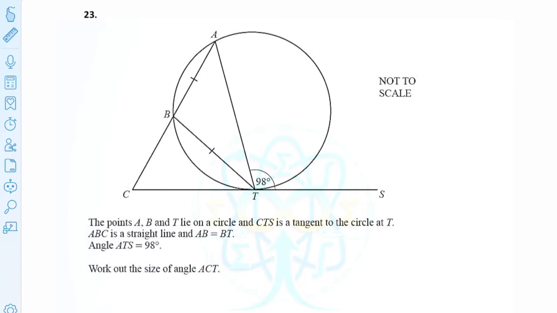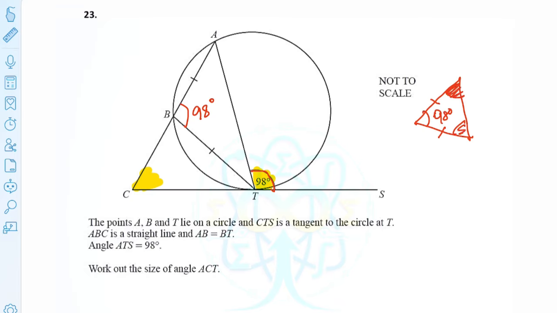23 is a question of circle theorem, and the question is given. This 98 degrees is given. The question is to find the value of ACT. This one we need to find, ACT, and these two sides are exactly the same, which are AB and BT. Now how to find the value? If you remember, the alternate segment theorem says that if this is 98 degrees, in the alternate segment this angle should also be 98 degrees. Easy, right? And if you see, this is an isosceles triangle. One angle is given as 98 degrees, and these two angles are exactly the same, because as per the question these two sides are the same.